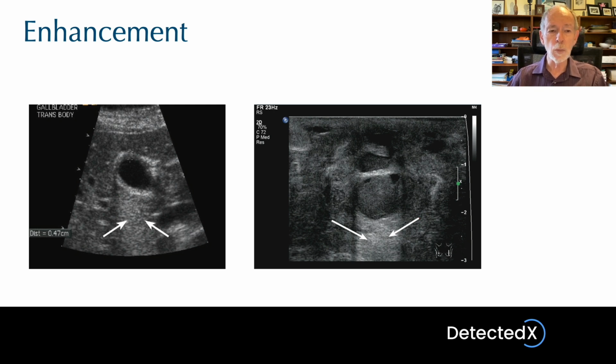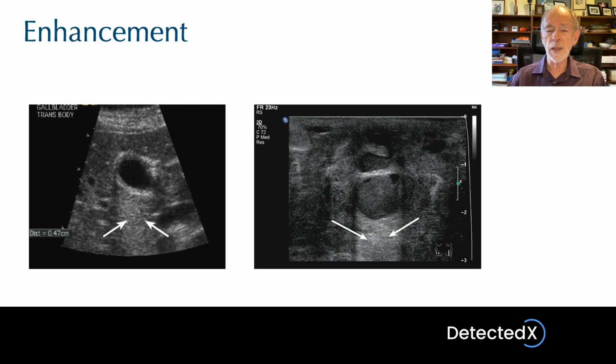Now, in the case of the gallbladder, it's obvious what's happening. Enhancement is neither useful nor really a problem. It's just simply there. On the right-hand side, though, we have an example of where enhancement can be very useful. In this case, we have an object casting a very bright enhanced region behind it. The thing that's distinctive about this is that the region causing the enhancement is filled with echoes.